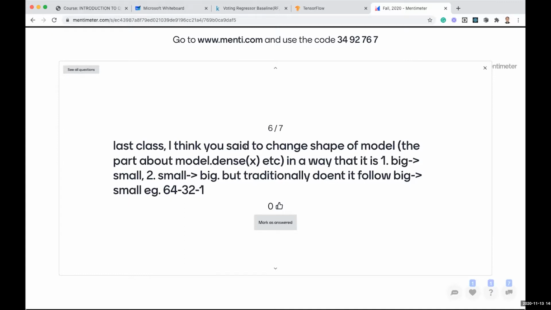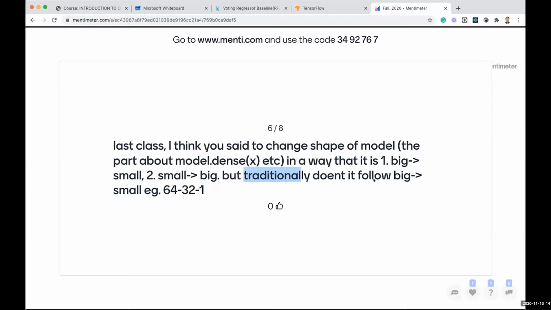Is it that the model shape changes, small then big, but traditionally big? Oh, yes, you're right. In the last class, that was just an example. What I wanted to show you is that you can do whatever you want. You can increase the number of nodes, decrease it, and then increase it again. But traditionally, usually it starts with a very big number of nodes and then gets smaller.